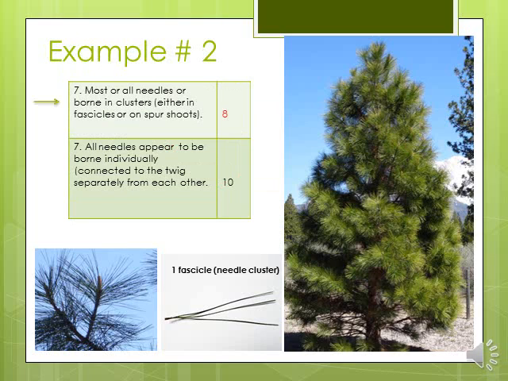Question number 7 asks if the needles are borne in clusters, such as a fascicle, which is a bundle of needles, or if all the needles are borne individually, so each needle is connected directly to the twig, separate from each other. And this tree here has needles that are in a fascicle or a cluster. So we're going to move on to question number 8.